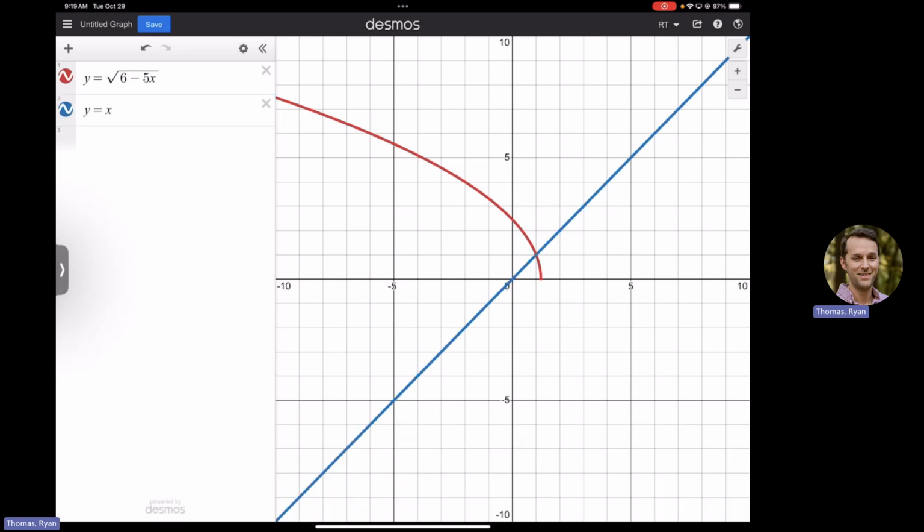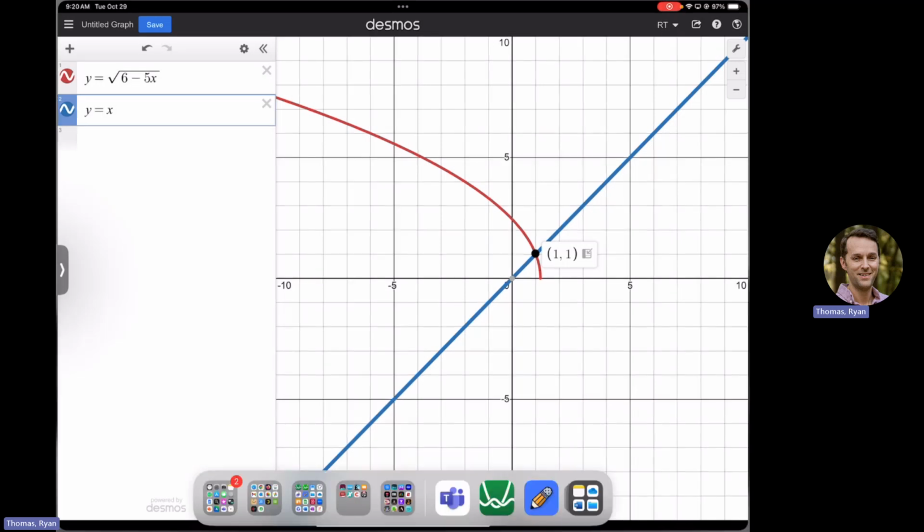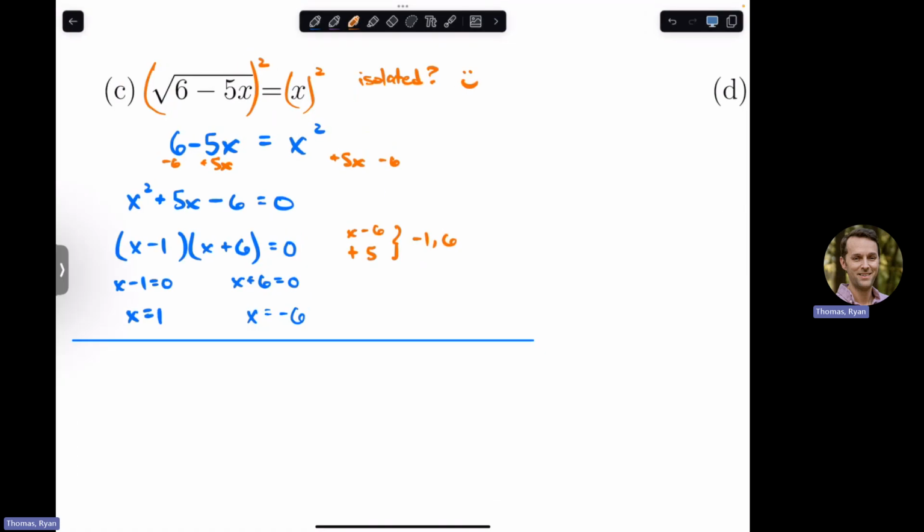If I throw y equals x on there, when we solve this equation, we're talking about where they intersect. And what do you see as far as where they intersect? At 1, 1. Uh-oh. There's only one of them. How many did we find? 2. What does that mean? One of them's not really there, right? One of them's extraneous. It's like a false positive kind of thing. So let's see where and why that happens.